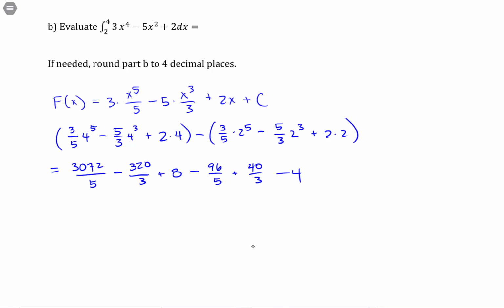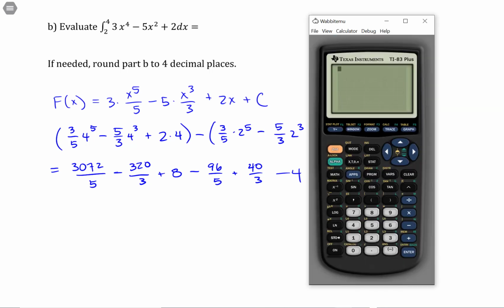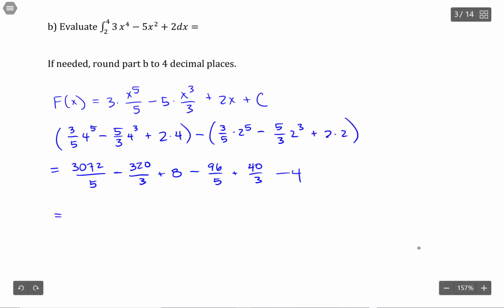All right, now at this point, we've got a lot of work with fractions ahead of us. We can take advantage of the calculator. I'm going to combine things that have a common denominator already. That's pretty simple to do. So this would be 2976 over 5. Then 320 minus 40, okay, that's just 280 over 3. And of course that's plus 4.